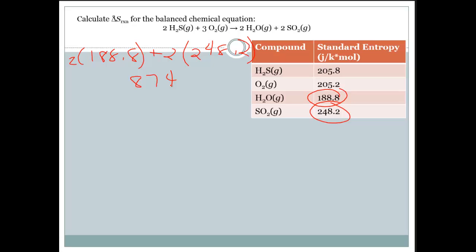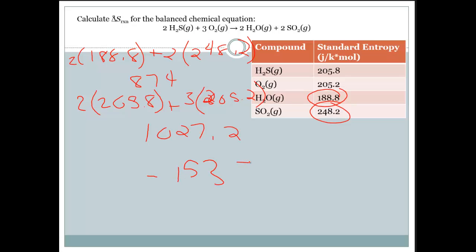Now we have 2 H2S, which is 205.8, and 3 O2, which is 205.2. Multiply that out and add them together, and it comes out to be 1027.2. The products minus reactants, so 874 minus 1027.2, comes out to negative 153 joules per Kelvin. Because that's negative, that automatically means that this is a non-spontaneous reaction at standard state.